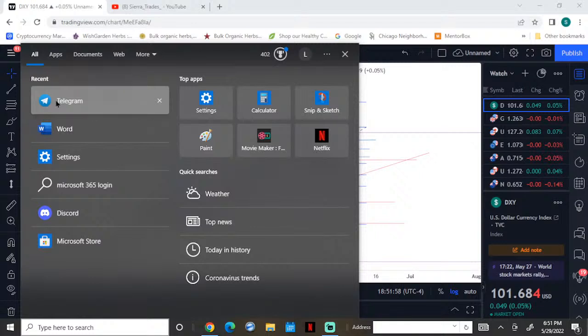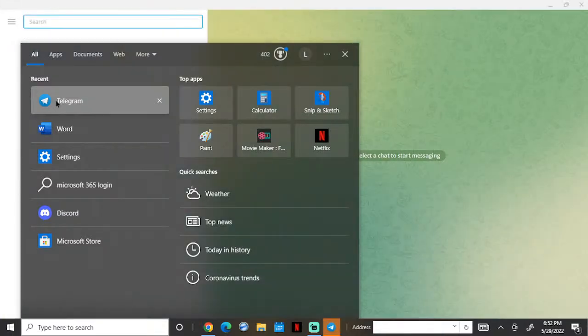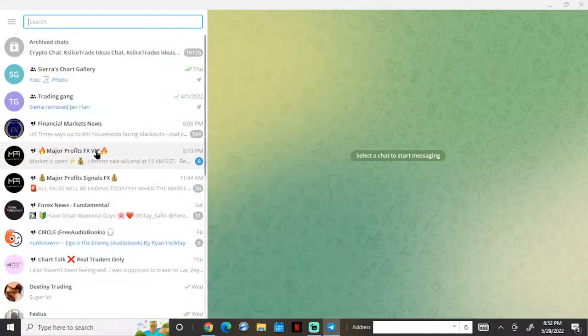What are you guys looking at this week? Or what do you guys trade? I see some of y'all on here viewing. So let's talk. What do y'all think is going to happen this week?